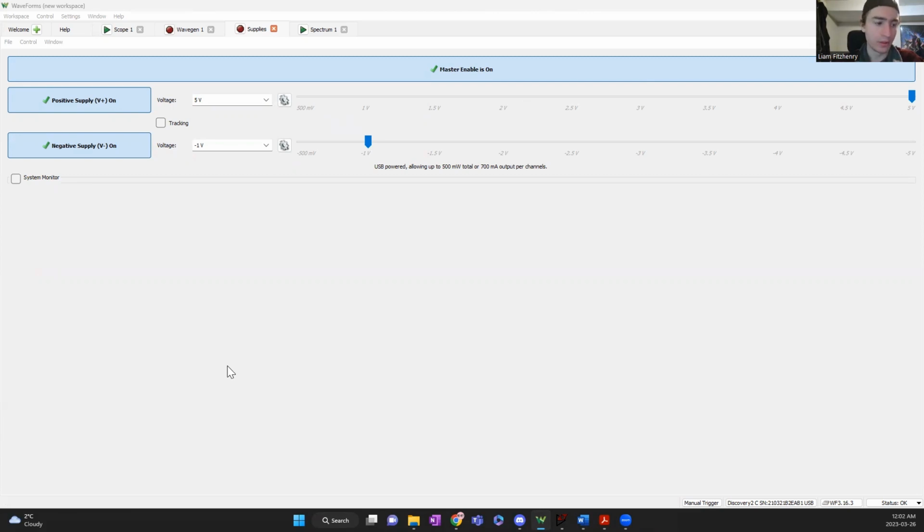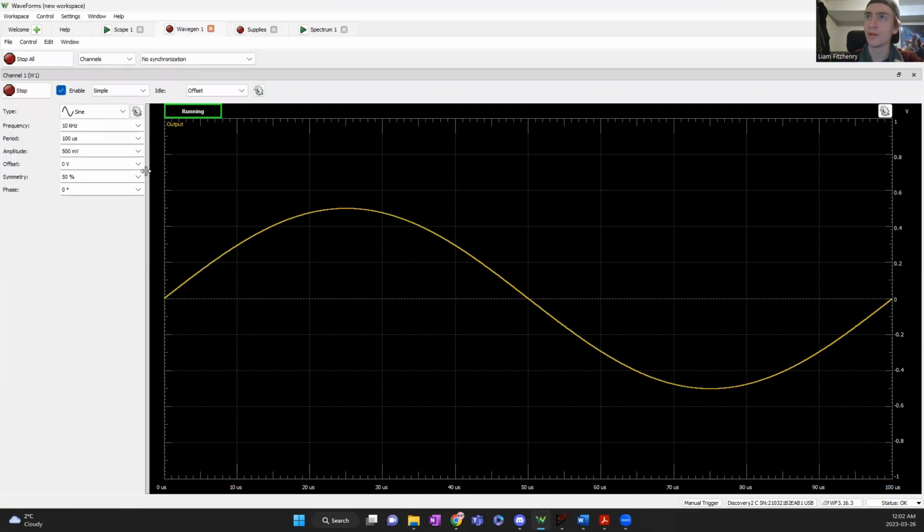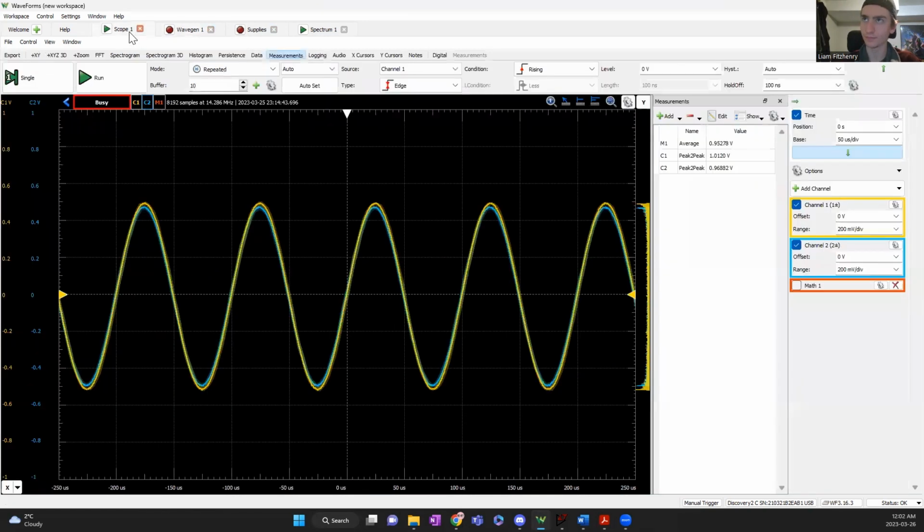Okay, so I've got my circuit constructed on the breadboard. Now I'm going to head into WaveForms to perform some measurements. First, I'm going to show you my supplies. So I've got my positive supply at 5 volts. I'm not using my negative supply. And then I've got my wave gen set to a sine wave with a frequency of 10 kilohertz, amplitude of 500 millivolts, and an offset of 0 volts as specified earlier.